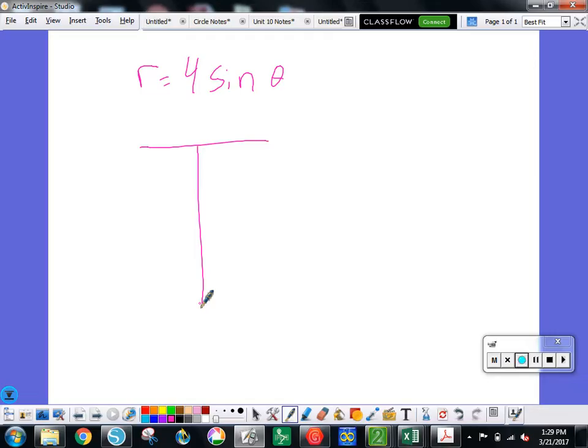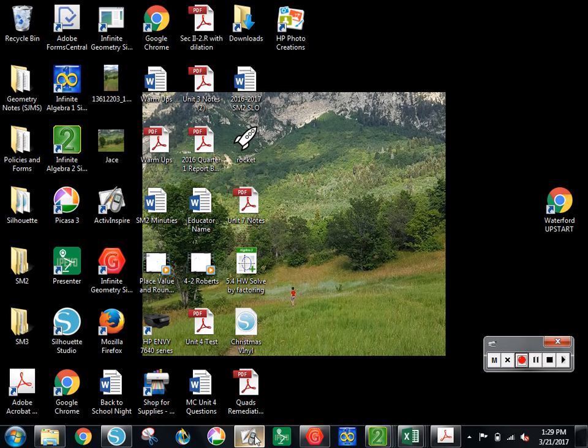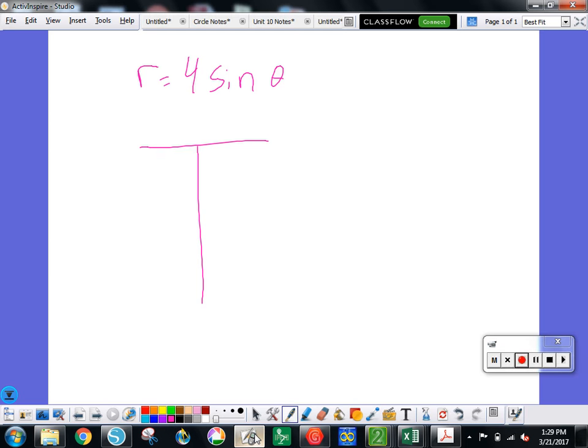So everybody hit y equals. You have to go to y equals, and you're going to plug in 4 sine of theta. Remember, theta is the normal x button. I would like you guys to make sure you're all in radian mode. Check your mode really quick. Are you in radian mode? Then I'd like you to hit graph.